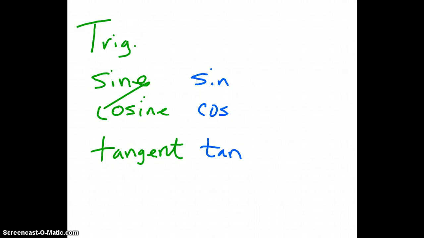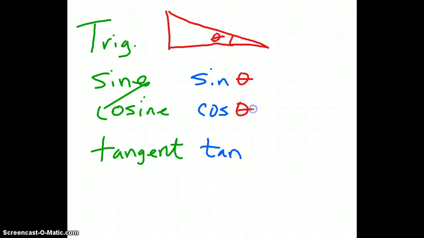These are ratios of a right triangle. So let me give you a right triangle. There we go. There's a right triangle. Typically we use, again, that Greek letter theta. And theta is just the angle that we are looking at.